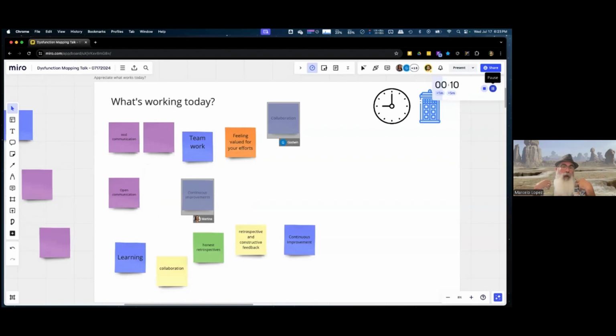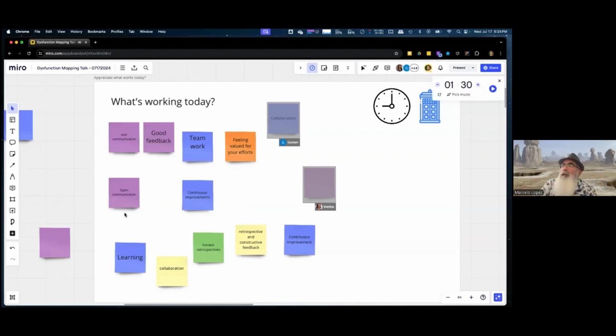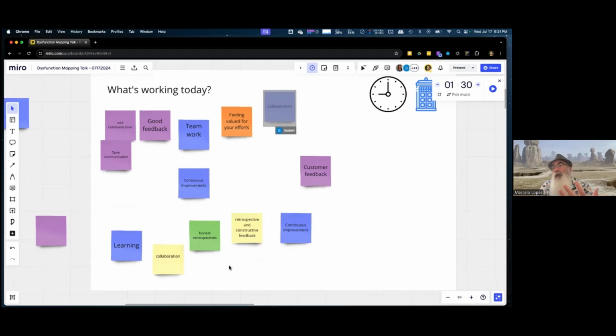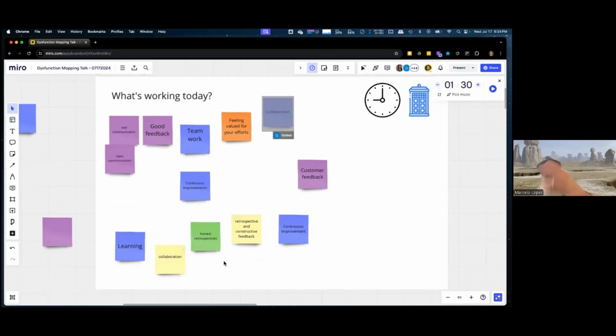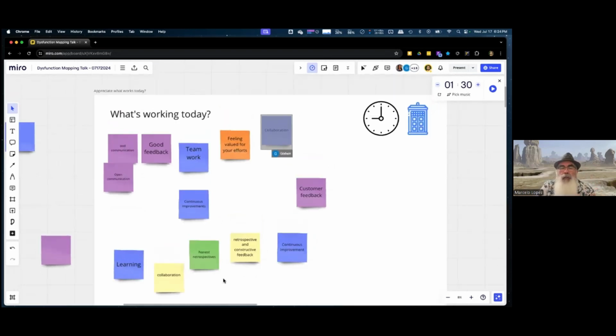I'm not going to count myself. I'm only counting on you guys. And if you don't want to jump in the mirror, that's okay. No problem, right? Okay. Fantastic. I see a lot of feedback about communication, good feedback, collaboration, continuous improvement, honest retrospectives, learning, collaboration. Fantastic. A lot of good stuff that's working.